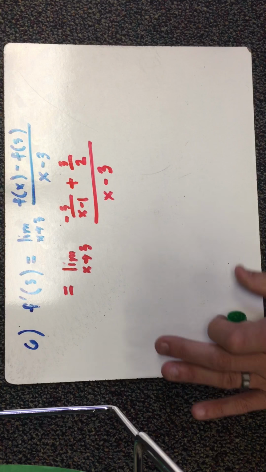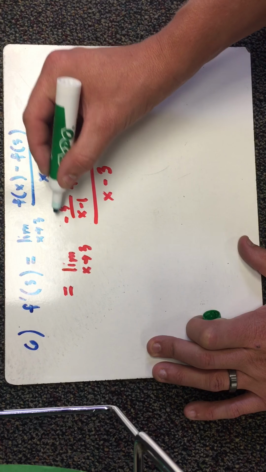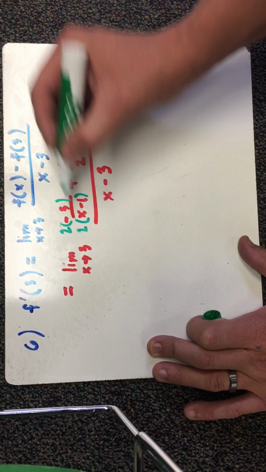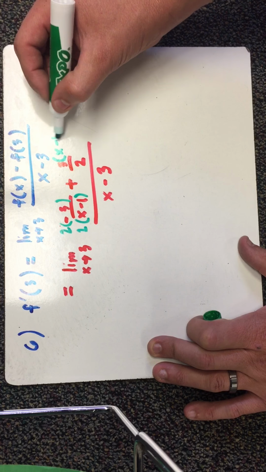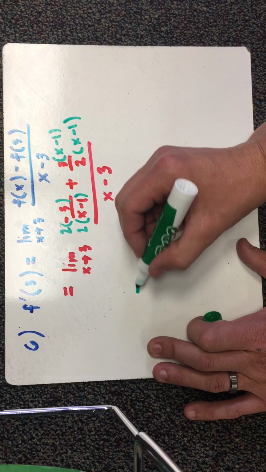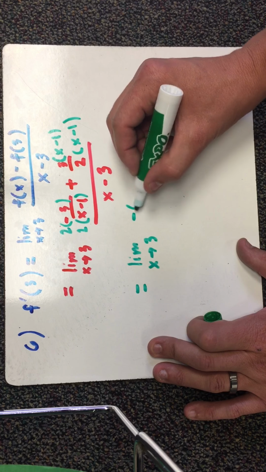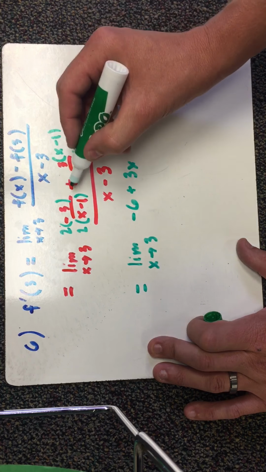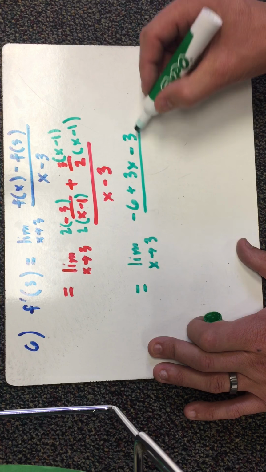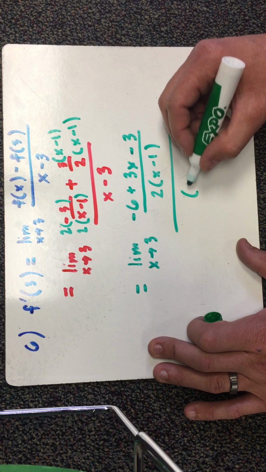Okay, so then I need to get common denominators in this numerator, which means this guy needs to be multiplied by a 2. This guy needs to be multiplied by an x minus 1. Okay, so then I can rewrite this as the limit as x approaches 3 of negative 6 plus 3x plus 3 times negative 1 gets me a minus 3, all over 2 times x minus 1, all over x minus 3.